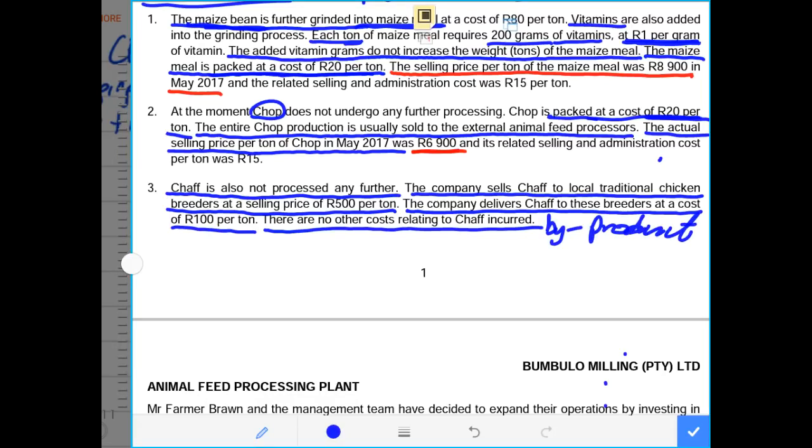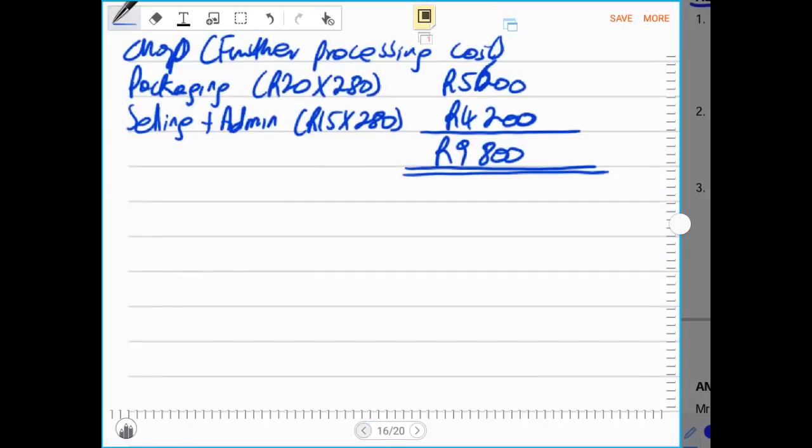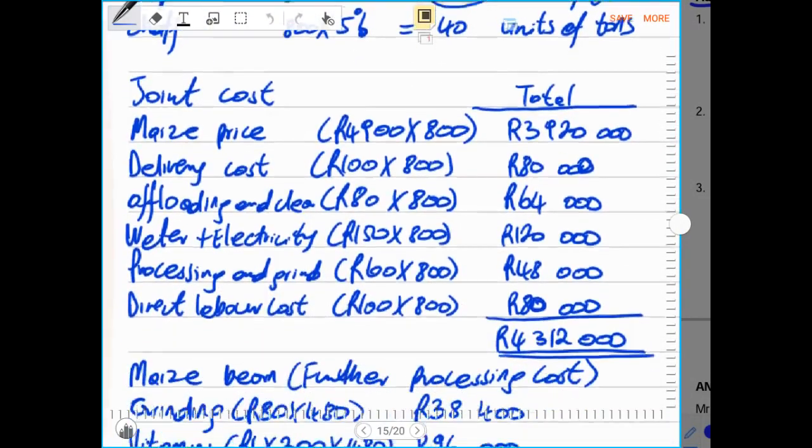Very important to note is that revenue generated from the sale of the byproduct must be used to reduce joint costs before they are allocated to the main products. Repeat that again. Revenue generated from the sale of the byproduct must be used to reduce joint costs before they are allocated to the main product.